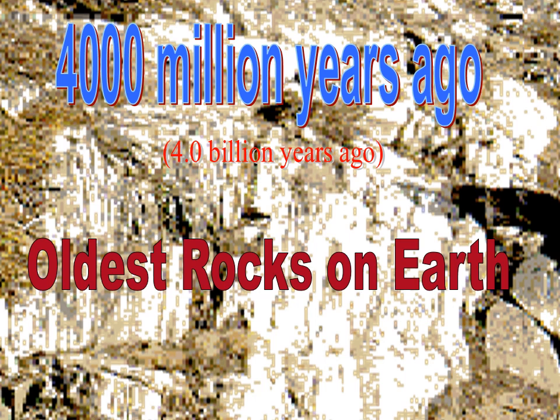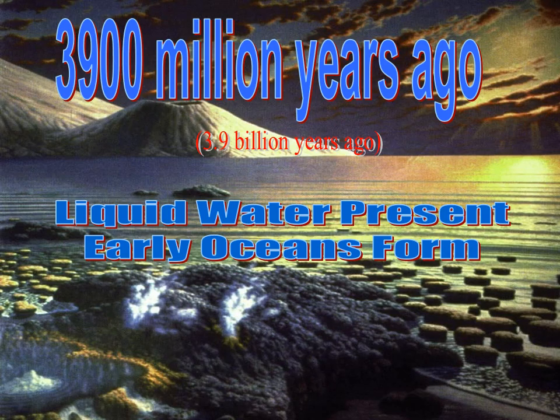About 4 billion years ago, we get the oldest rocks on Earth. Of course, this is finally when the lava or magma cools and becomes solid. About 3.9 billion years ago, we get water, the earliest oceans form, and that pretty much allows life, not us, but life, to begin to get a foothold.